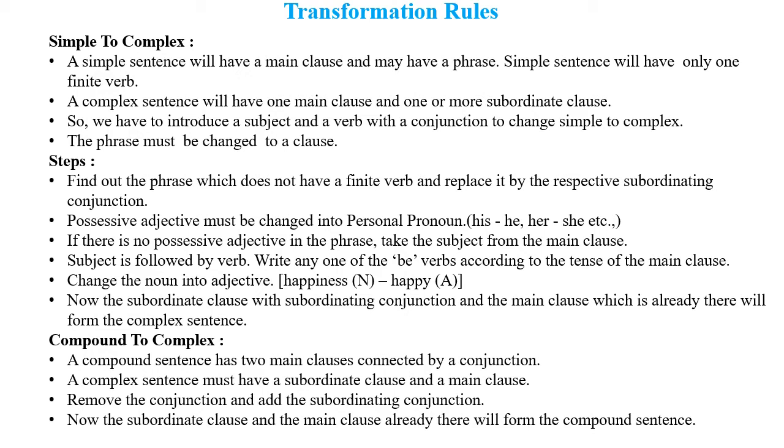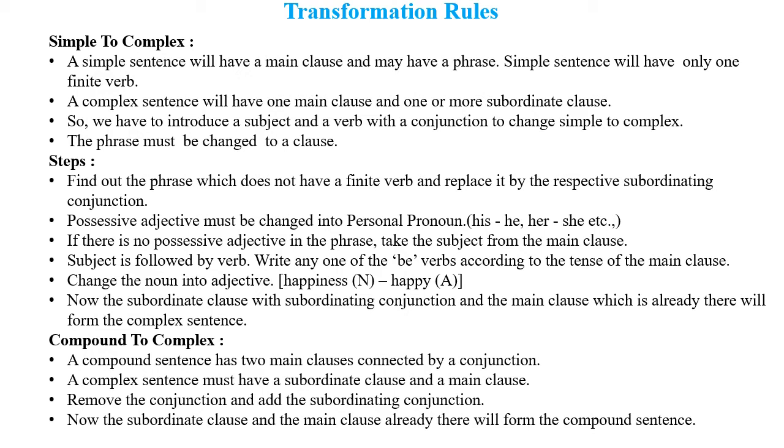Next, compound to complex. A compound sentence has two main clauses connected by a conjunction. A complex sentence must have a subordinate clause and a main clause. Remove the conjunction and add the subordinating conjunction. Now, the subordinate clause and the main clause already there will form the complex sentence.